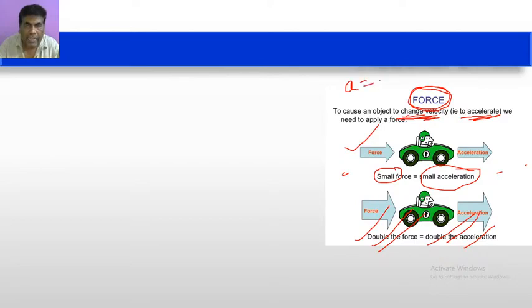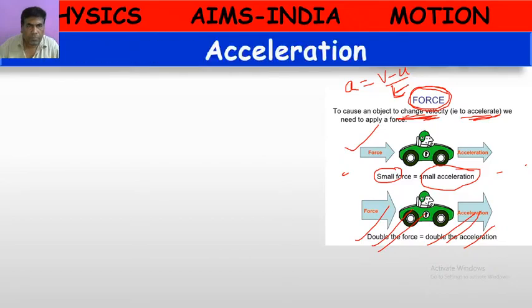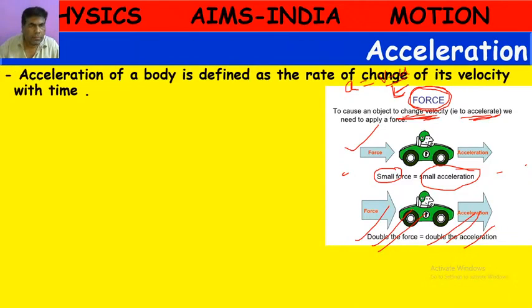How can we define acceleration? Acceleration means change in velocity by time. Acceleration of a body is defined as rate of change of its velocity.